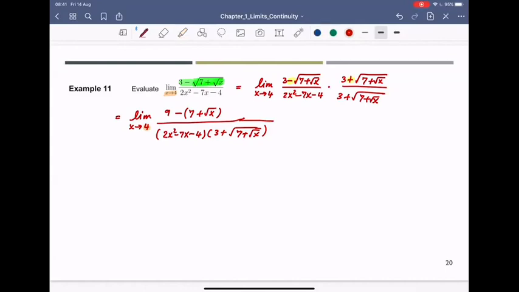So the thing is, let's simplify a little bit more. What we are going to do is simplify 9 minus 7 to number 2, and then this is minus square root x. And then I am going to factor my 2x squared minus 7x minus 4 here. So I factor it to be 2x plus 1 and x minus 4.